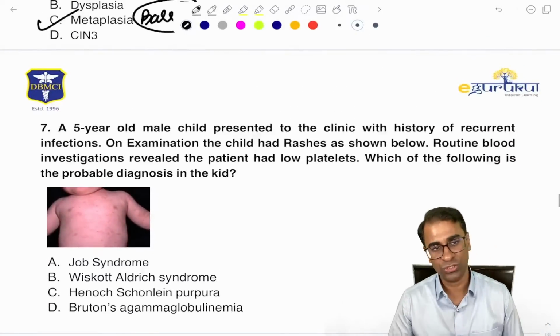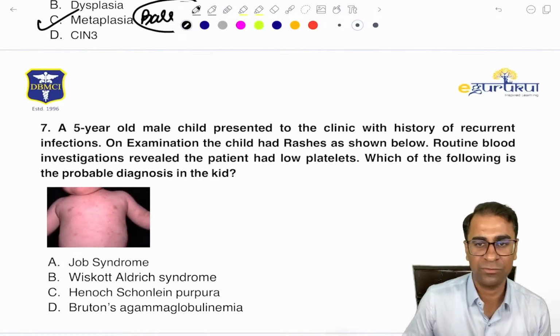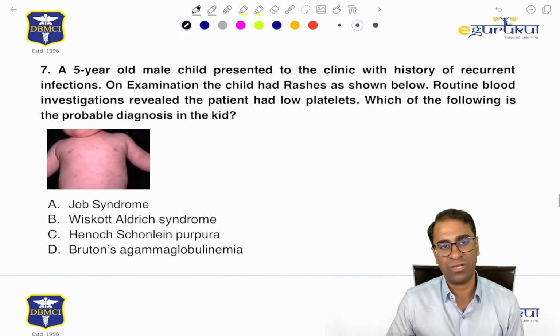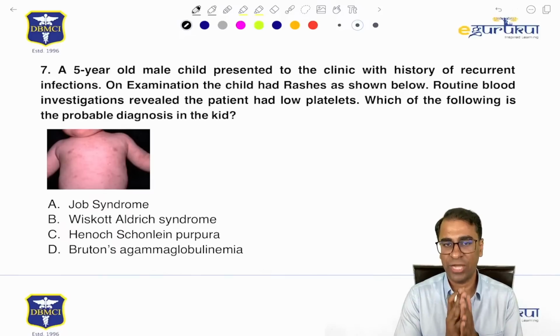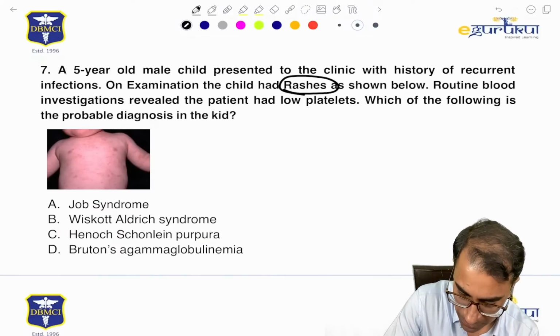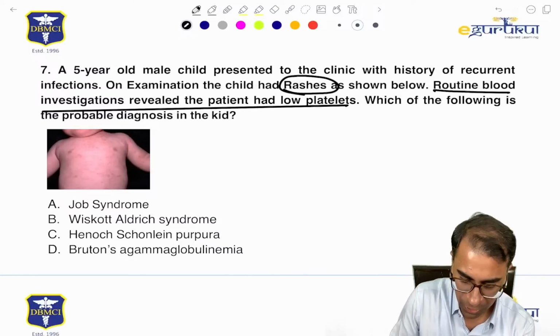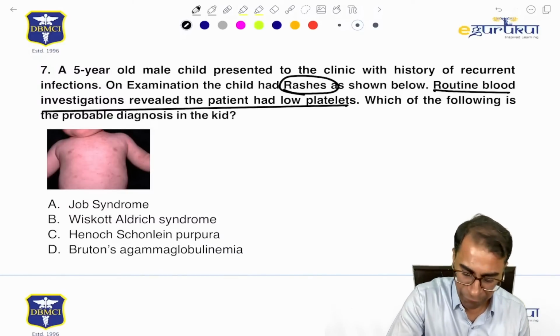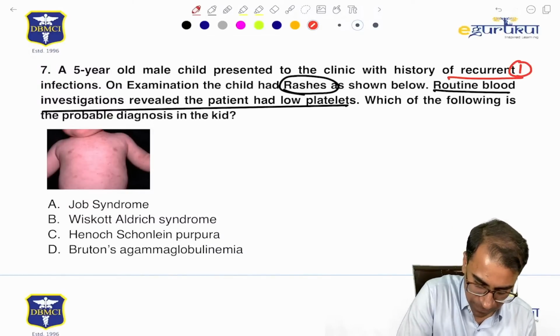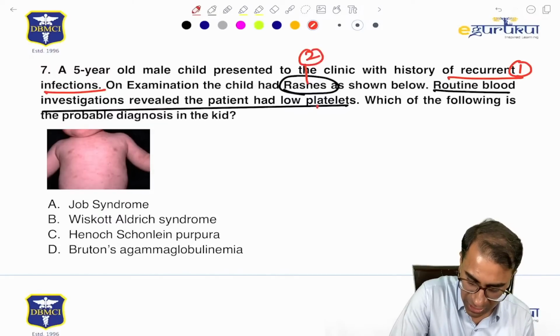Okay, this is a very interesting question. A 5-year-old male patient presents in the clinic with a history of recurrent infections. On examination, the child has rashes. Routine blood investigation revealed the patient had low platelets. What is this question talking about? First, I got infections, I got rashes, and I got thrombocytopenia.